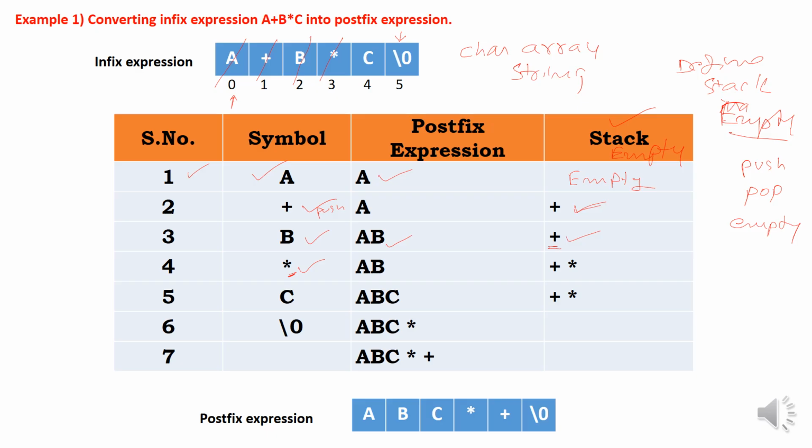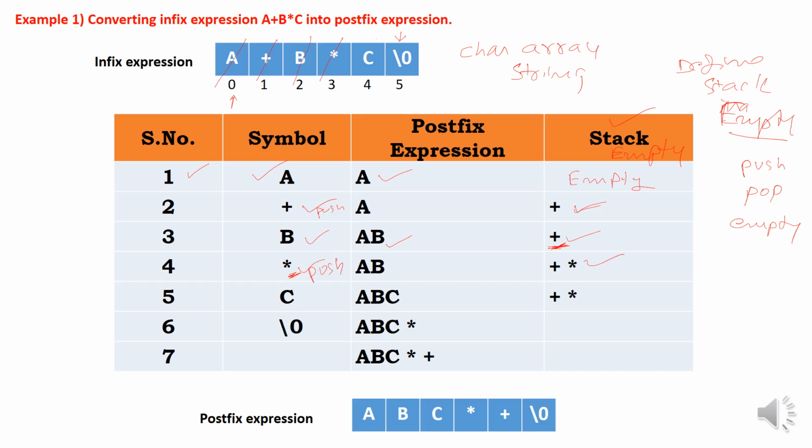So here plus, asterisk. Plus is the first character that is read here, and the next character is asterisk. So the previous character is already placed in the stack. Is the top character of the stack having higher precedence than asterisk? No. Plus is not higher precedence than asterisk. So just push asterisk to the stack. So now the stack contains two characters.